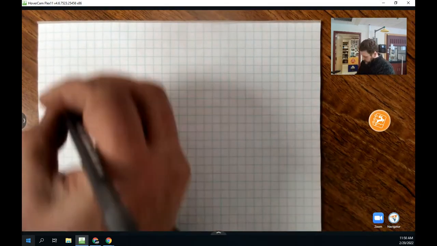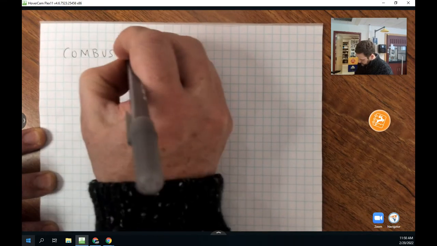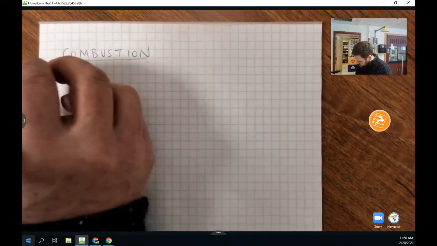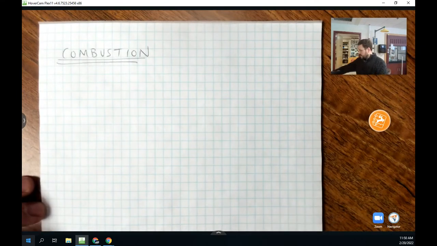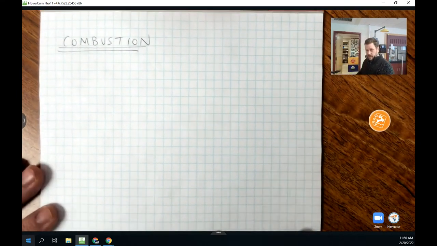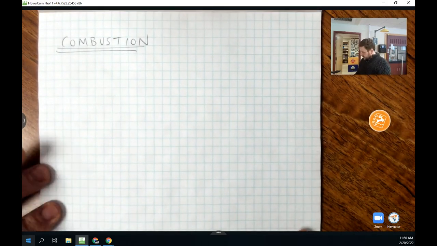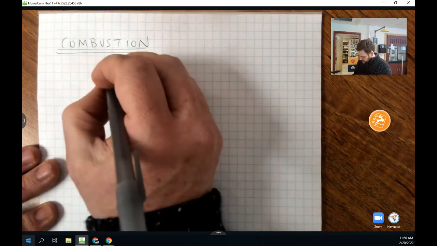The final reaction type we're going to talk about are called combustion reactions. And we're going to limit our discussion to hydrocarbon combustion. In other words, just the burning of hydrocarbon fuels. There are a few other types of combustion that you may see examples of elsewhere, but in our class, we're going to focus on just hydrocarbon combustion.